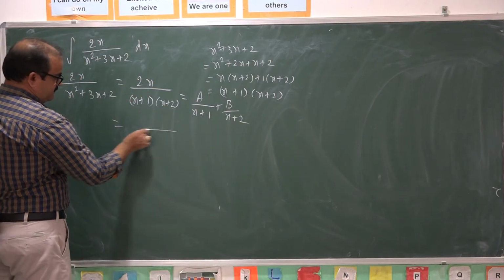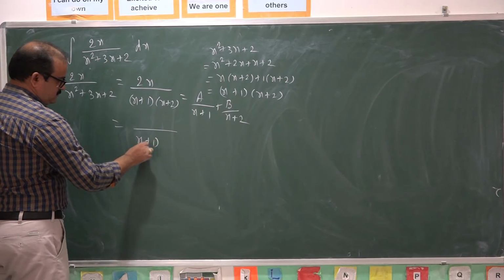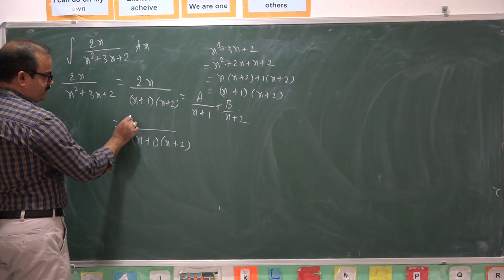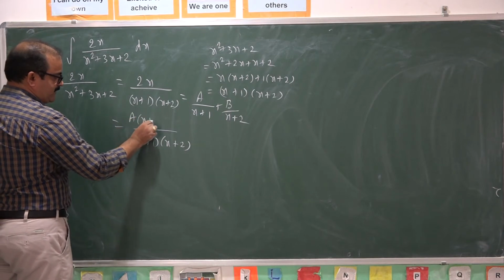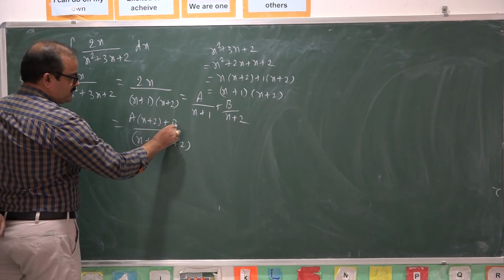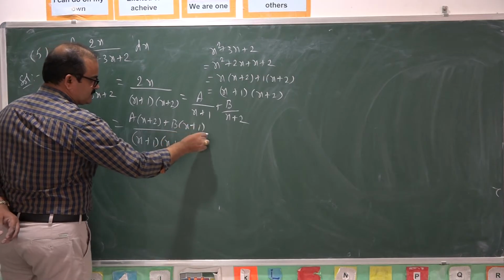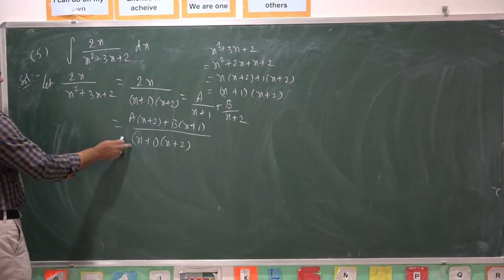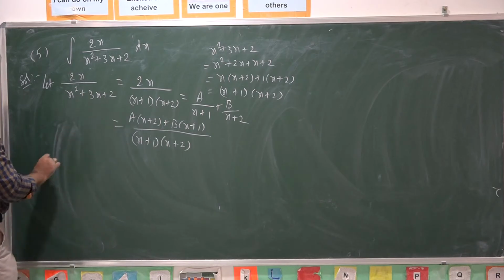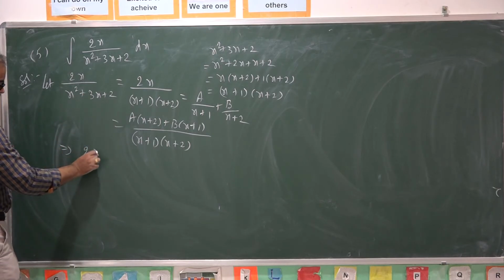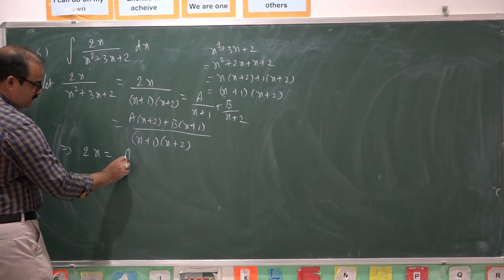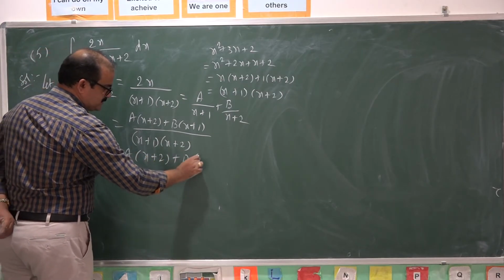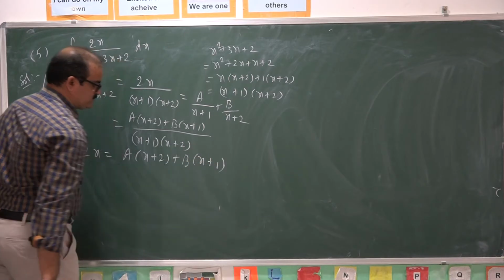Now, take LCM, x plus 1 into x plus 2. In numerator, a into x plus 2 plus b into x plus 1. Now, denominators are same, equating the numerators, we get 2x is equal to a into x plus 2 plus b into x plus 1.